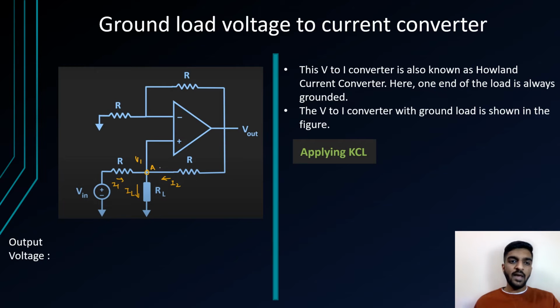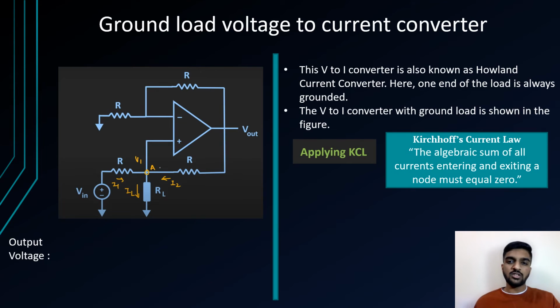Now, we have to apply KCL to the given circuit. Before doing that, let us know what KCL is. KCL stands for Kirchhoff's current law. It states that the algebraic sum of all currents entering and exiting a node must equal 0. By applying the KCL to the given circuit at point A, we get I1 plus I2 is equal to IL. That is, the algebraic sum of the currents entering a node is equal to the algebraic sum of the currents leaving the node.